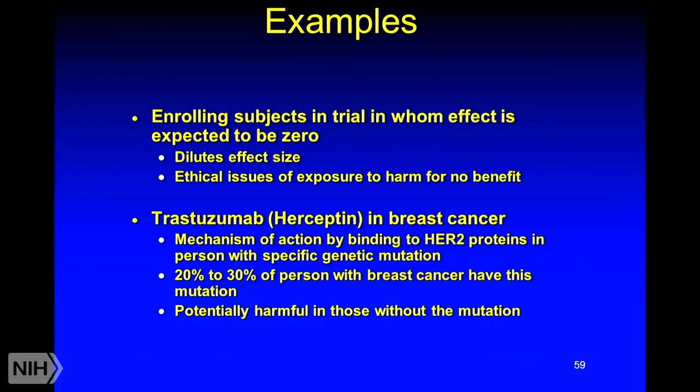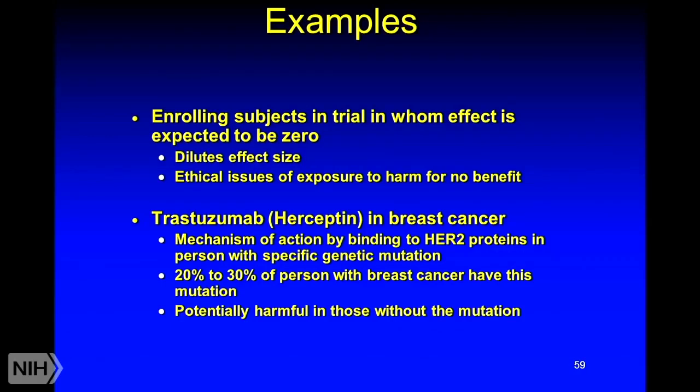So for instance, the monoclonal antibody trastuzumab, which is called Herceptin, has been used for breast cancer. It is only effective in people who are HER2 positive and have that specific genetic mutation on their breast cancer, which is only about 20 to 30% of patients with breast cancer. In the other 70 to 80%, it's potentially harmful. It certainly doesn't help them. So you want to specifically use this in people that are HER2 positive to begin with.